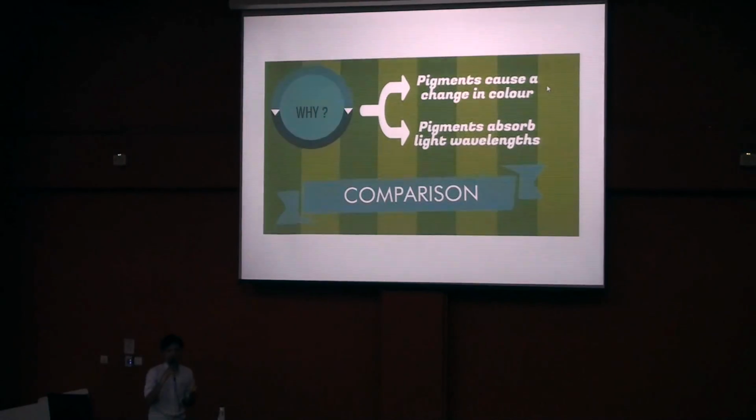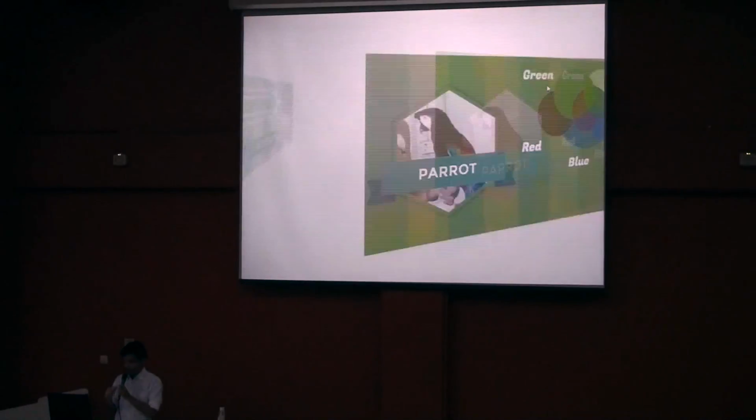Now, why is the peacock blue and not red or yellow? It's because of the pigments in the peacock's feather, and we have pigments in our skin also. So when the light hits, the pigments absorb light wavelengths and change the color to blue, which is a cold color. Now, there's a comparison between the peacock and the parrot.